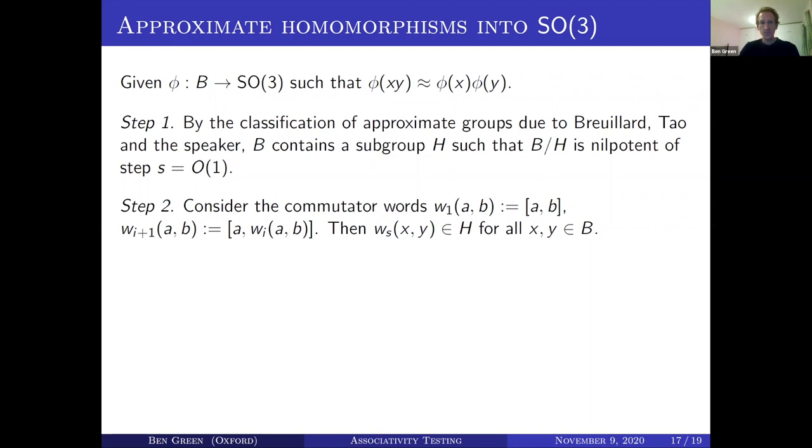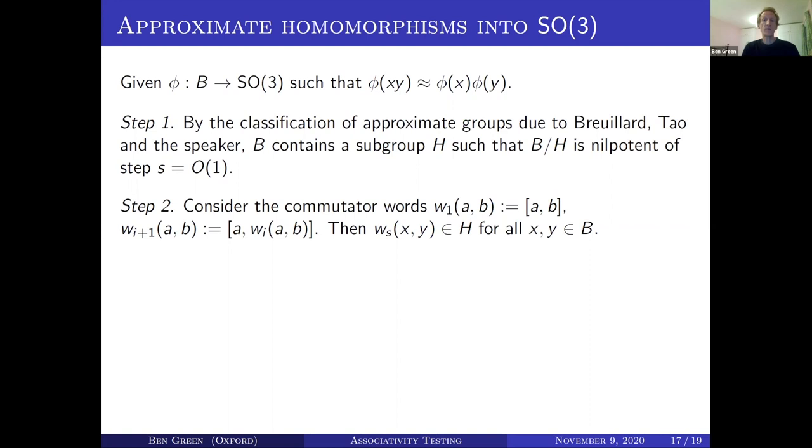So now let's exploit that nilpotence. So we can start taking commutators of elements. So we're just going to keep taking commutators of elements in B.